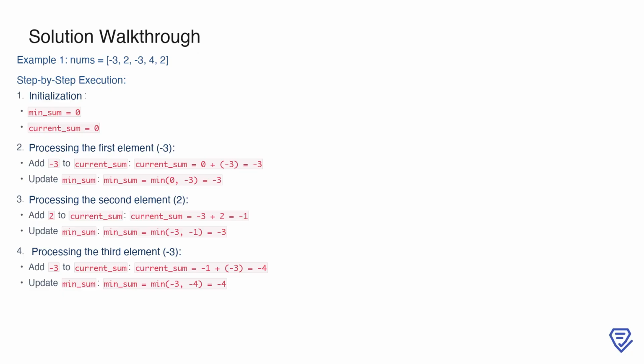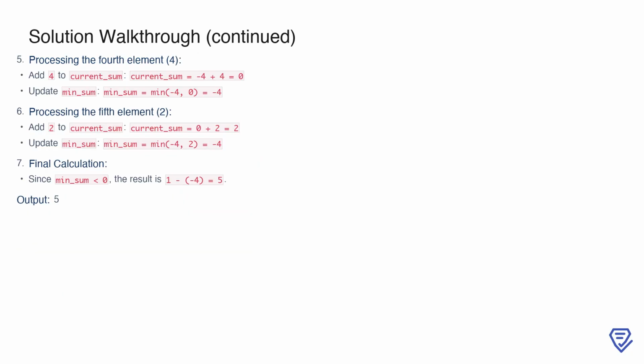Adding it to current_sum gives -1, and we again update min_sum to the minimum of -3 and -1, keeping it at -3. Then, for the third element, -3, adding this to current_sum results in -4, and updating min_sum now gives us -4. This process ensures we are tracking the lowest cumulative sum encountered so far.